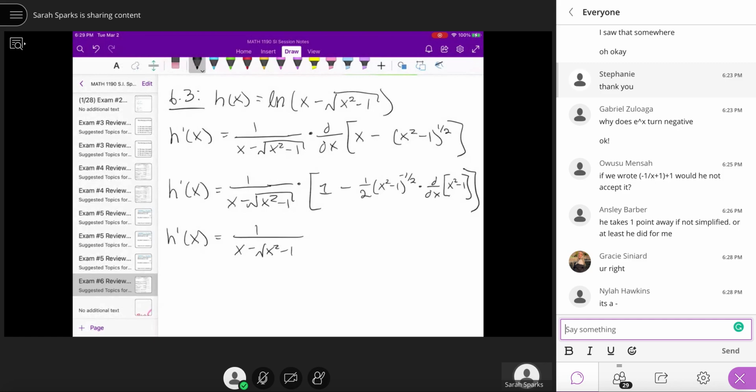Alright, so this first part staying the same, and then taking the derivative, I'm just going to bring this part, the 1/2 x squared minus 1 to the negative 1/2, down to the denominator of the problem. Roots x squared minus 1. Taking the derivative of x squared minus 1 is just going to be 2x. Derivative of x squared minus 1 is just this 2x right there.